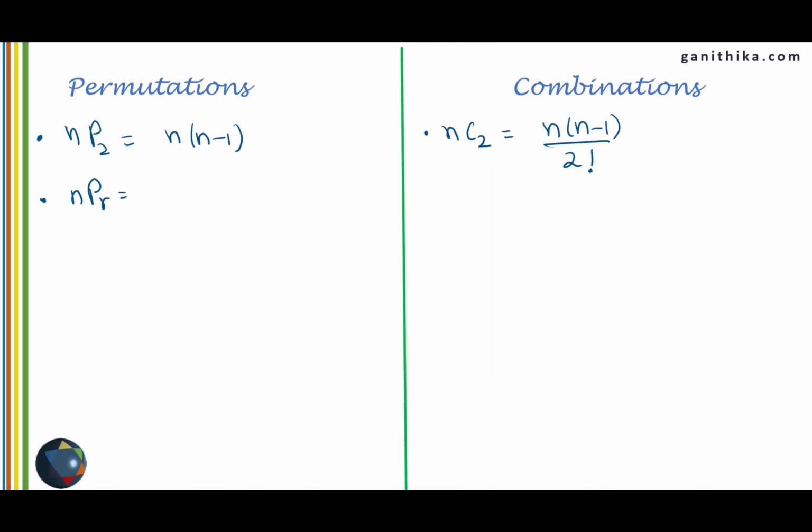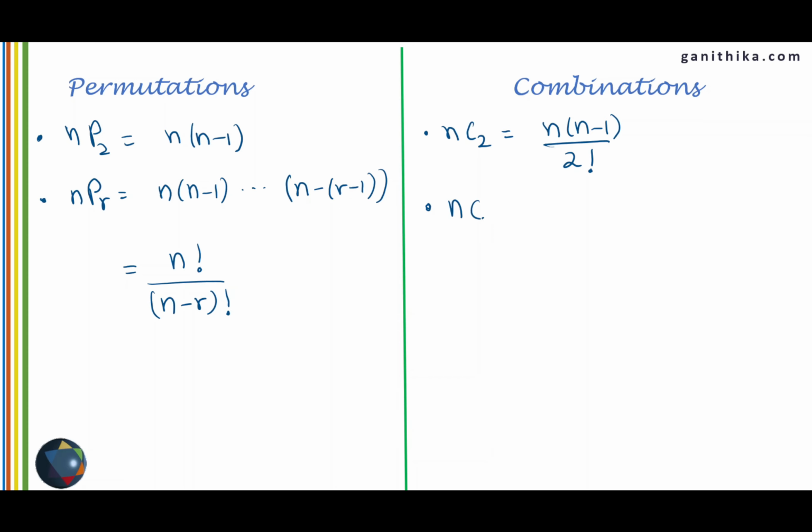So nPr in general will have n times n minus 1 times n minus 2 all the way up to n minus r plus 1, because you need to have r numbers starting from n, which is n minus 0. Therefore nPr is n multiplied by n minus 1 multiplied by n minus 2 and so on until you get n minus of r minus 1. So you can see that this is nothing but n factorial. From n factorial, if you take away n minus r factorial, then you are getting nPr. So n factorial over n minus r factorial is actually the formula for finding nPr.